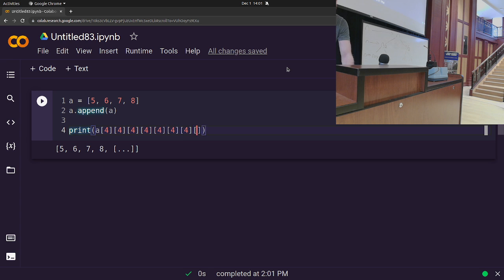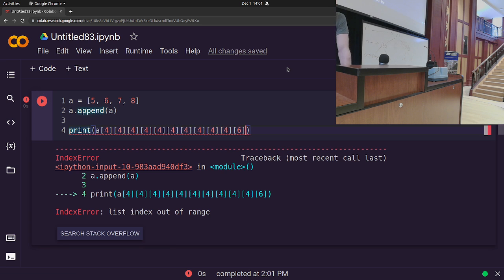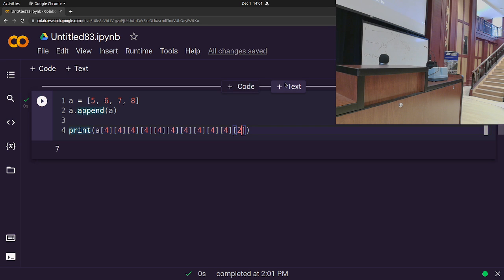What number is bigger than 4? Nope. But I can do this. I keep indexing it, like I keep making it reference itself. This is absurd. This is ridiculous.